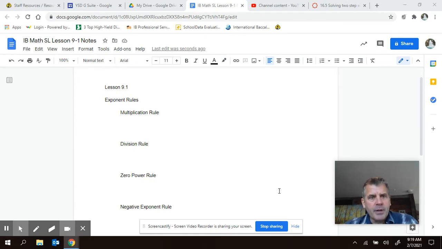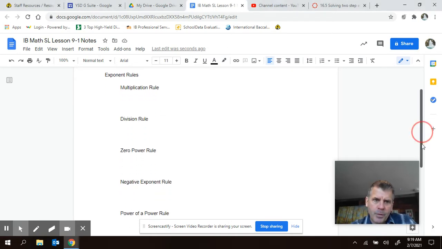I'm going to show you this morning the rules for exponents. Go over those quickly, show you a couple examples, and we'll be good with this first part of lesson 9.1. So in exponents, we have 1, 2, 3, 4, 5 main rules that we'll focus on.